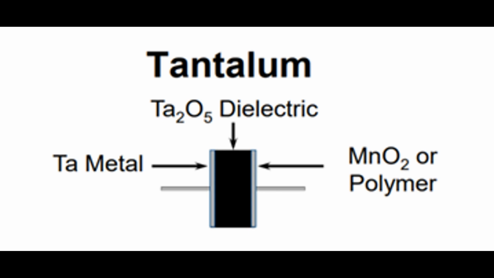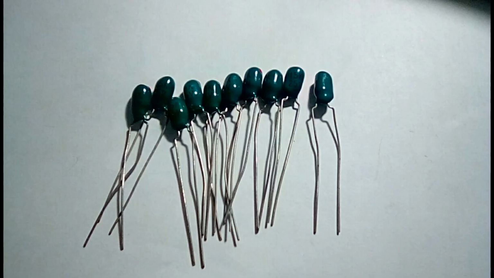2. Dielectric layer, tantalum pentoxide. Oxidation process. After the tantalum pellet is formed, it is subjected to an anodic oxidation process. This involves applying a voltage to the tantalum in an electrolytic bath, which causes the surface of the tantalum to react with oxygen and form a thin layer of tantalum pentoxide, Ta₂O₅.